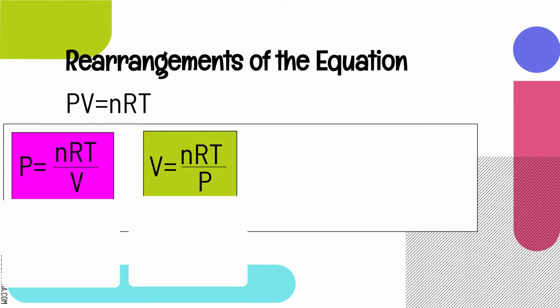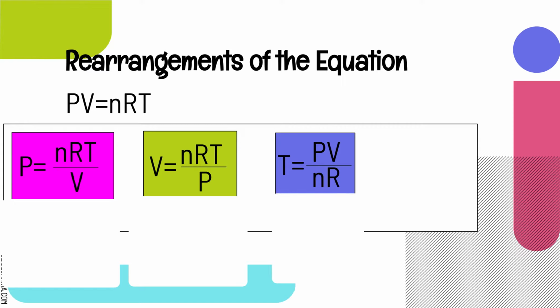If you wanted to solve for volume, V is equal to nRT divided by P, because you want to get V by itself. If we were solving for T, T would equal PV divided by N times R, because we want to get temperature by itself, so we have to divide by N and R. And if you're trying to find the number of moles, N is PV divided by RT. You're never going to try to find R because R is a given. It will always be given to you.